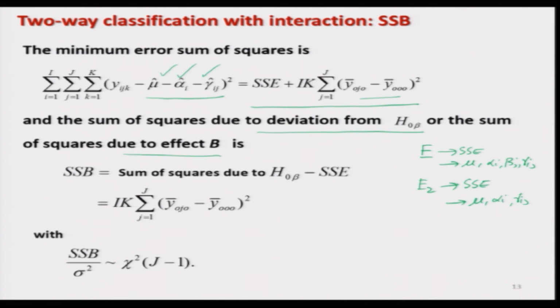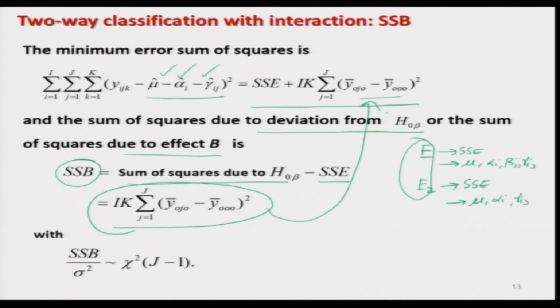Now, if you take the difference of these two sums of squares due to errors, the difference is going to indicate the effect of the factor B, and that is why we call it the sum of squares due to B. So this is simply the sum of squares due to H naught beta minus SSE, and this will come out to be the same expression which you have written here. Then you can very easily write that SSB upon sigma square follows a chi-square distribution with j minus 1 degrees of freedom, exactly on the same lines, using the same theorems and rules that you used in the case of one-way analysis of variance.